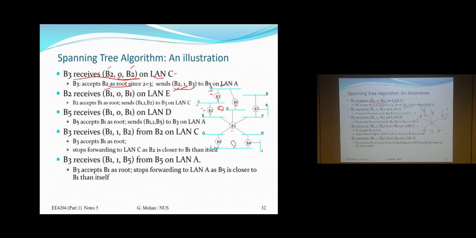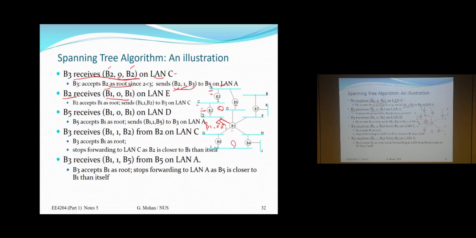Okay, there are similar messages going on here and there. But let's say B2 receives a message now from B1. Okay, B1, what does it send? It sends B1, 0, B1. So this part. Okay, so it receives B1, 0, B1. So B2 has to accept that B1 is the root because 1 is smaller than 2.